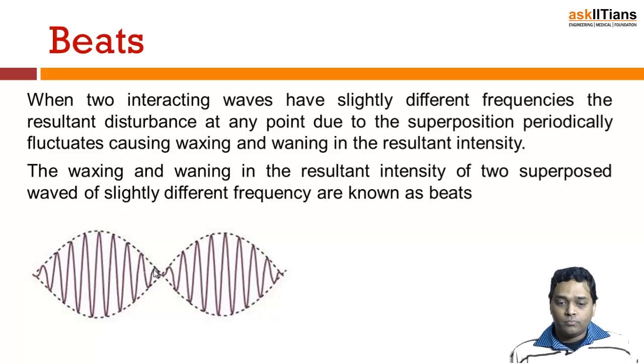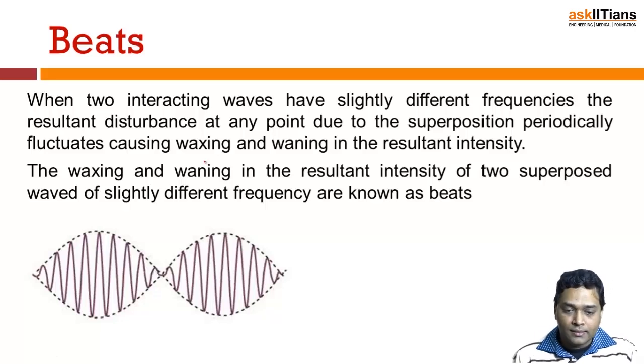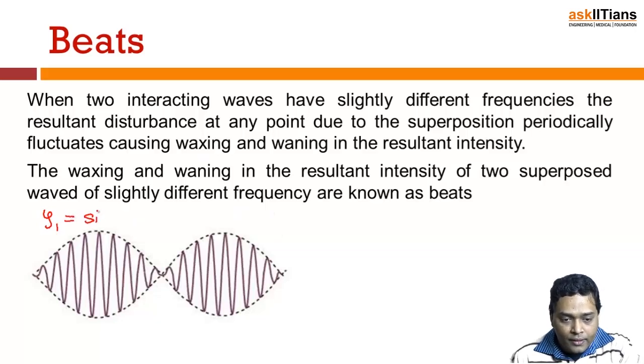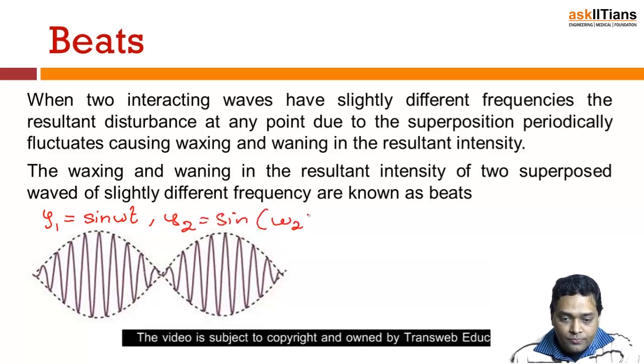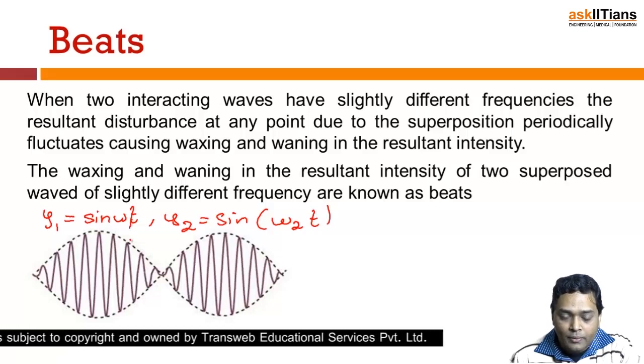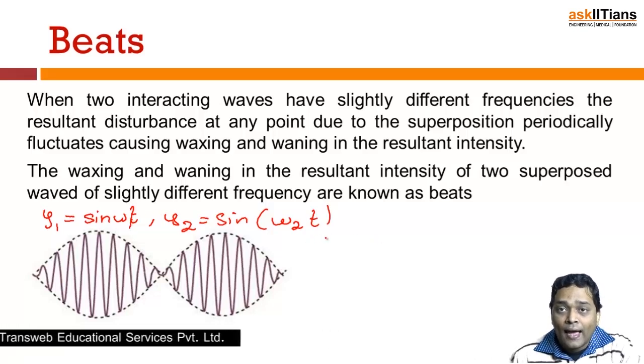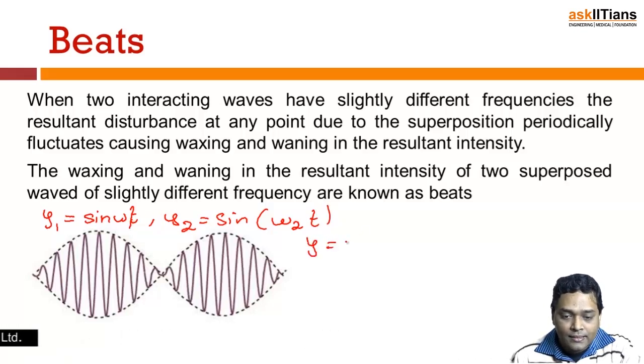Now let me try to tell you about this. Let's say I have two frequencies. I give you y1 equals sine omega 1 t, and the other one goes as y2 equals sine omega 2 t. If I just add them up, what is going to be the resultant wave?